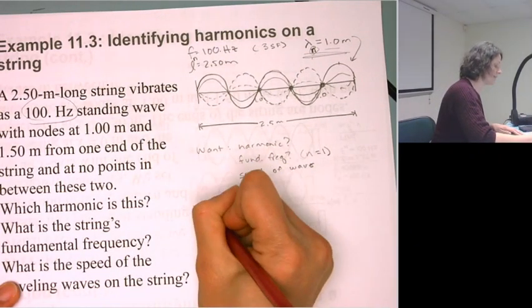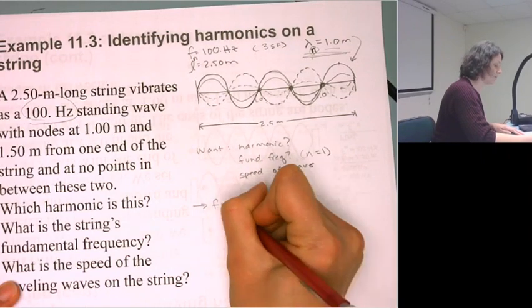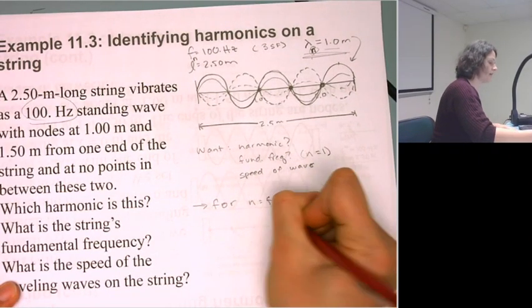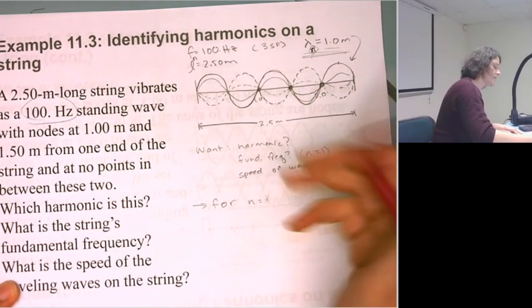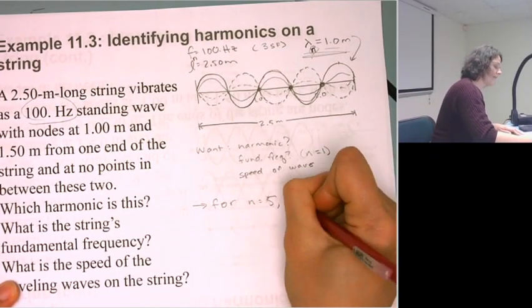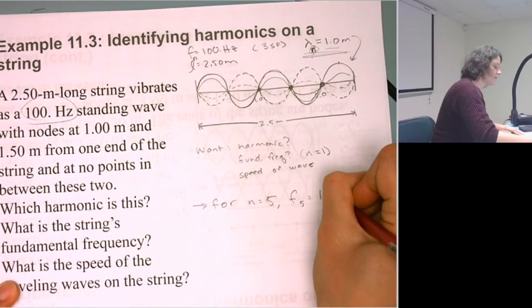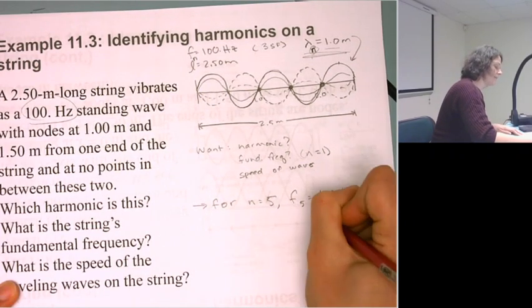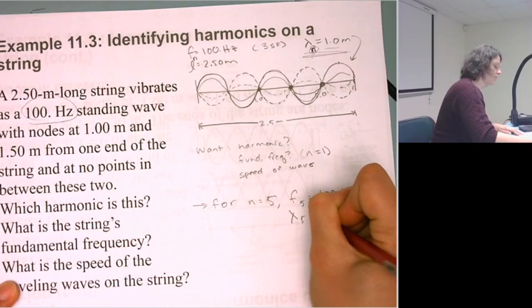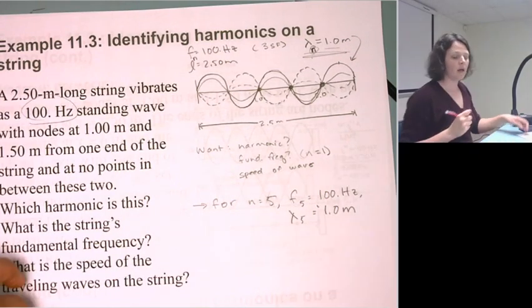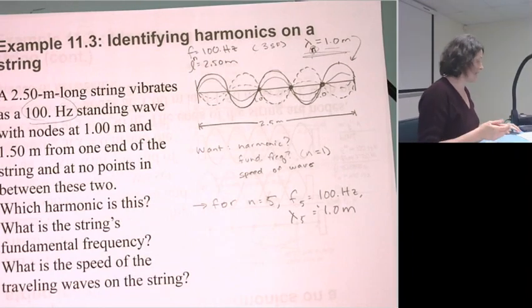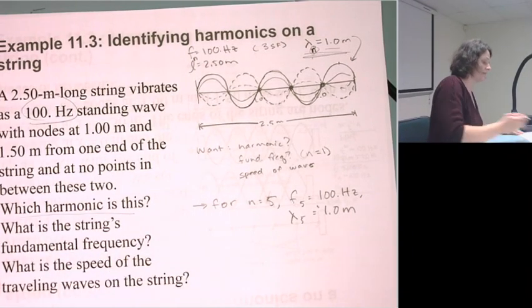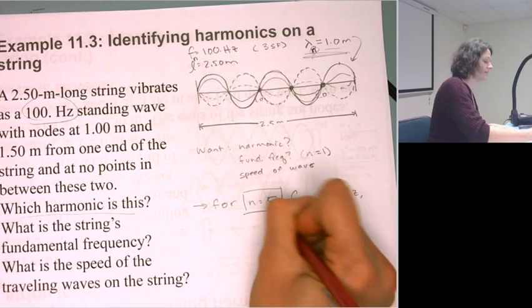So for n equals 5, let's draw a 5. I have that F5 is 100 hertz, and lambda 5 is 1.0 meters. Okay, so that's n equals 5. So this is the 5th harmonic.